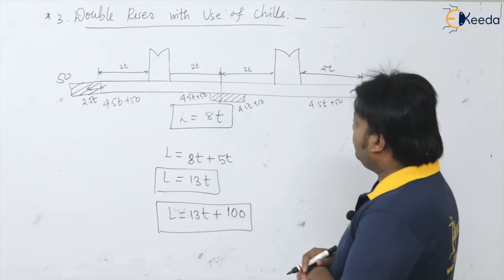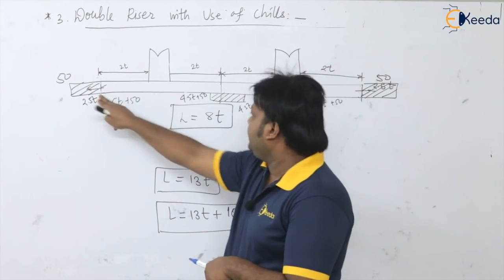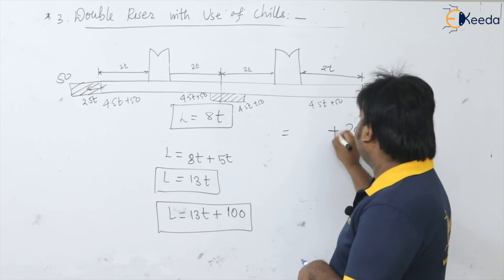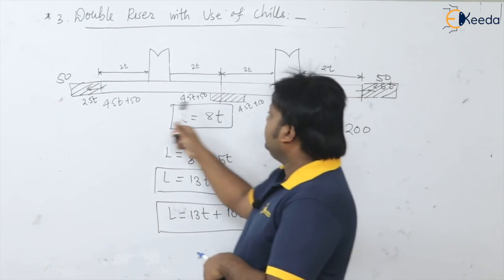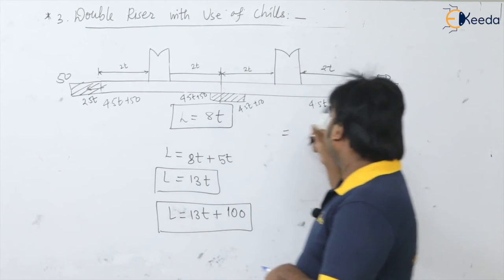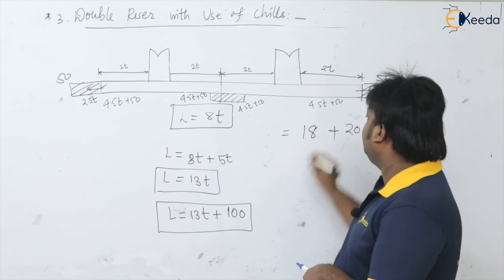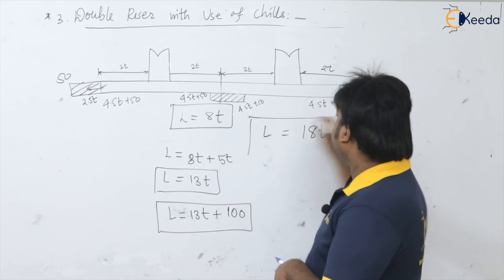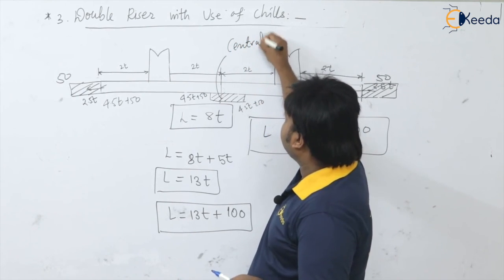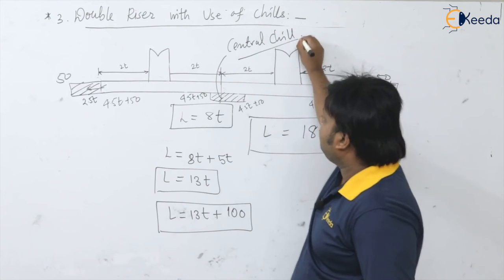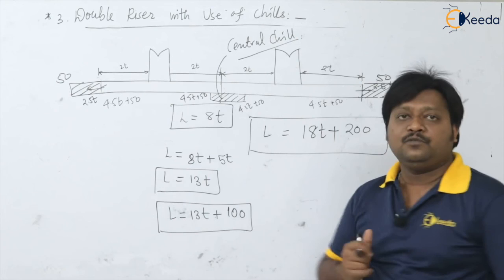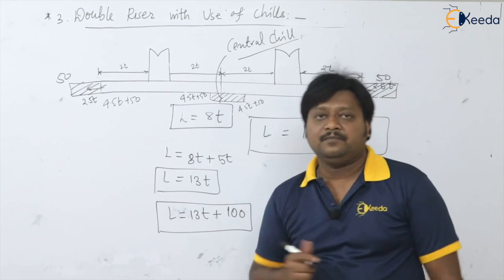So definitely the total chill gradient becomes 50, 50, 50, 50. So the total chill gradient is 200. And what is the total length? This is 4.5 plus 4.5, 9, plus 9, 18T plus 200, when there is a central chill. When there is a central chill, we are adding this. Okay, so students, go through these 4 and this additional 5th condition. Thank you.